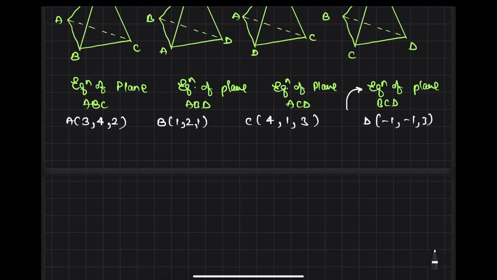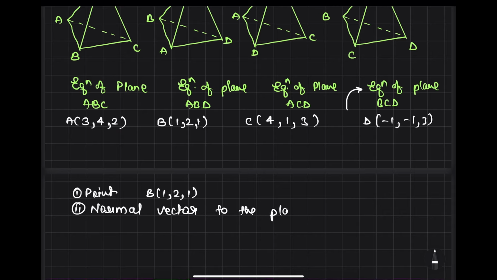Try to understand. To write the equation of a plane, we need a point on the plane. We have 3 points B, C, D, and we will use any one of them. Suppose we use B, (1, 2, 1). And we need a normal vector to the plane, so we need to find this first.